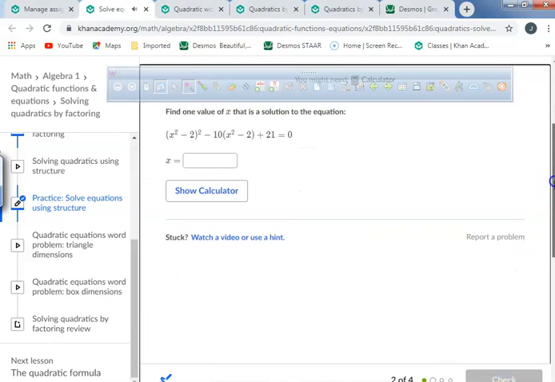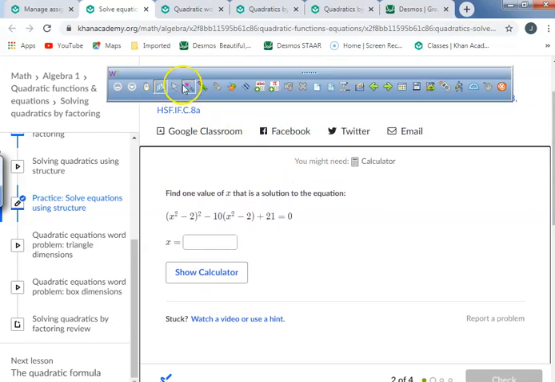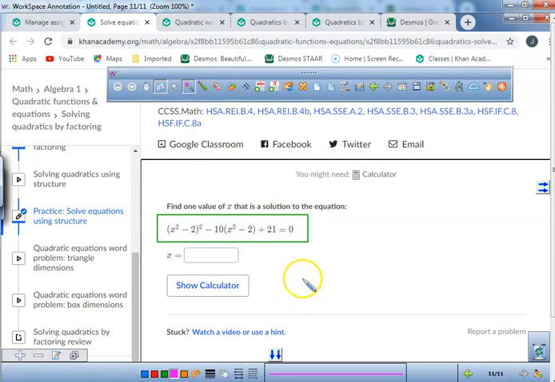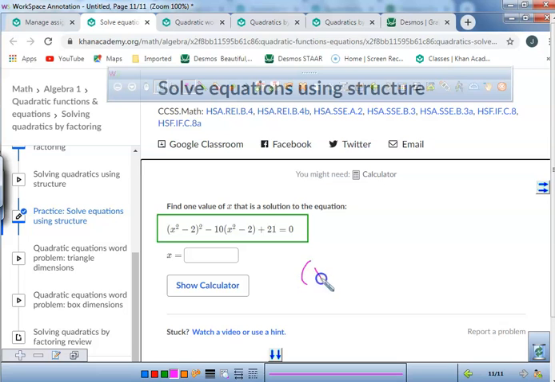All right, here we go. What I'd like you guys to do right now is write this one down, just like that. Write it down, nice and neat. I'll pause the video to give you a chance. Actually, I'll write it down first and then we'll pause. So I have (x squared minus 2) squared minus 10 times (x squared minus 2) plus 21 equals 0. So I'm going to pause it and give my students a chance to catch up.